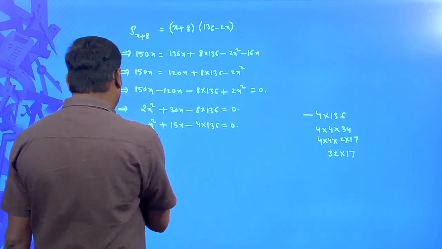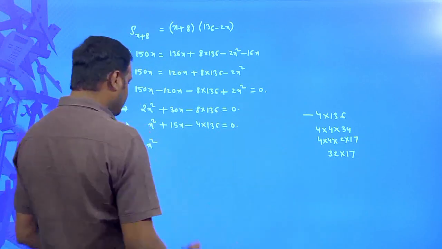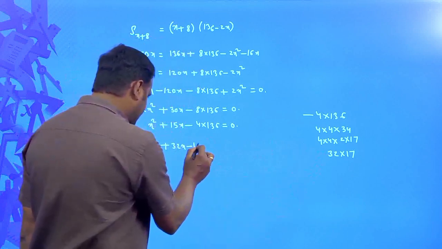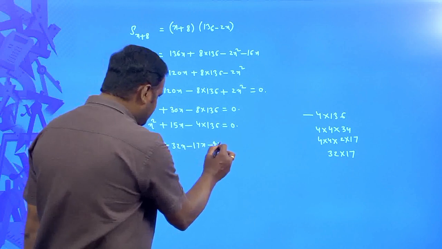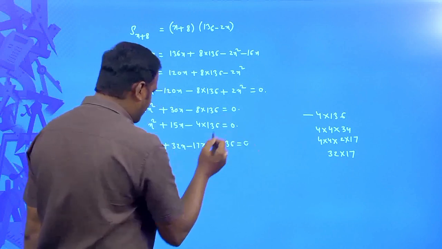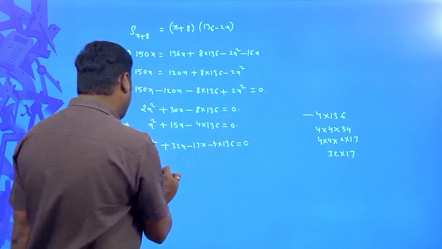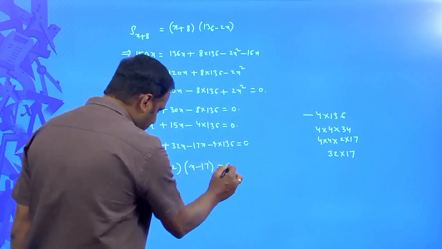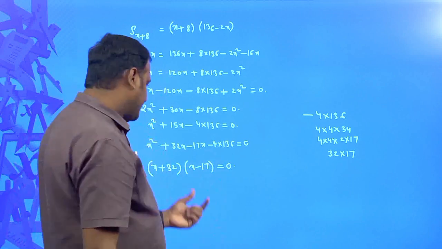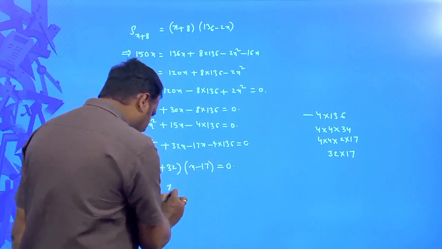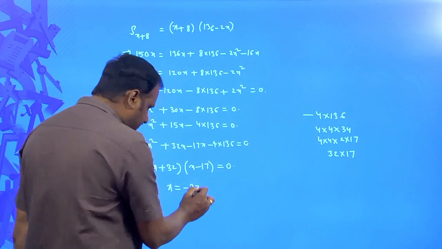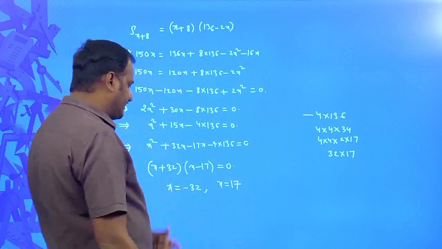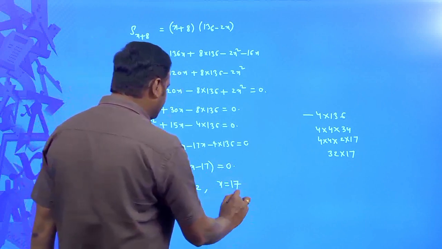So, you can write x² − 15x as x² + 32x − 17x − 4 × 136 = 0. You can factorize this as (x + 32)(x − 17) = 0. When the product of two terms is equal to 0, either the first term is 0 or the second term is 0. If x + 32 = 0, x is −32; if x − 17 = 0, x is 17. But x is the number of working days and cannot be negative, so x is equal to 17.